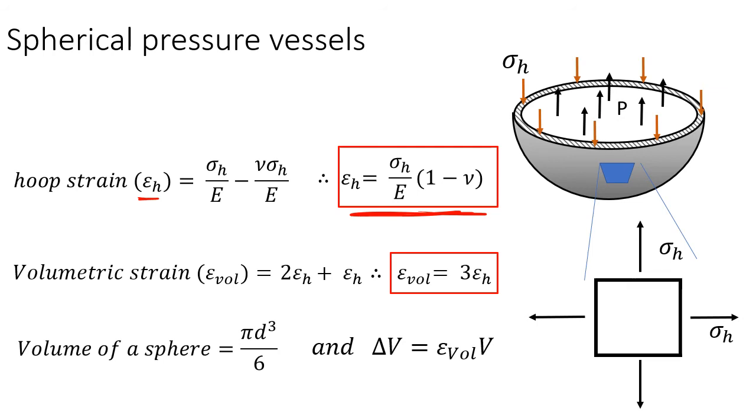And again, looking at our volumetric strain, then we can prove that the volumetric strain is this here. We have twice the hoop strain plus the strain in the other direction, which again is the same hoop strain. So our volumetric strain in a sphere is going to be 3 times that strain that we've calculated. If we know the diameter of the sphere, we can work out its volume, and therefore we can work out what the change in volume would be just like we did in the previous example for a spherical pressure vessel as well.